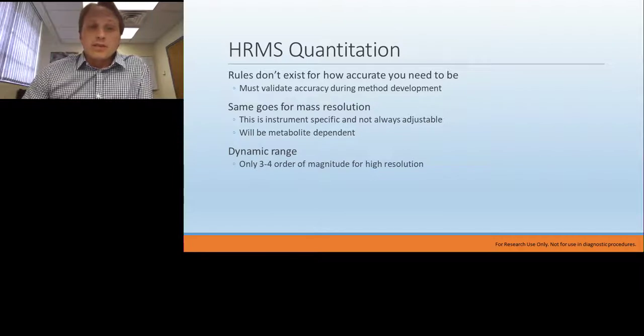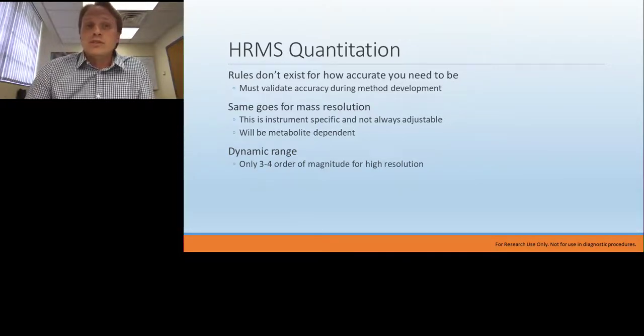So some things to summarize. There are still no rules that exist for how accurate you need to be. And so those kinds of questions need to be validated. So do you need to have 5 ppm every time, or is 30 ppm mass accuracy sufficient? In some cases, the only way to test that would be to look at how reducing your accuracy affects how well your method still performs. The same goes for mass resolution, and that's, of course, instrument dependent and metabolite dependent, but you need to know when your method may not work, depending on when the resolution falls apart or when isobaric compounds are interfering and don't allow you to do better mass separation.